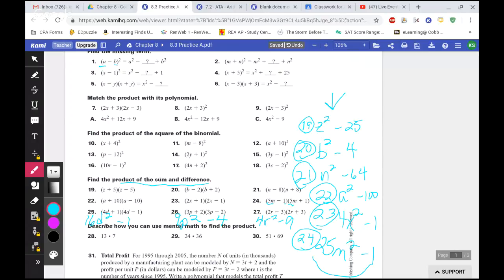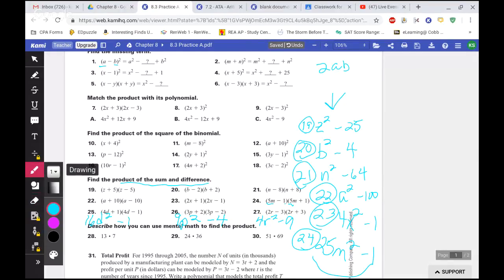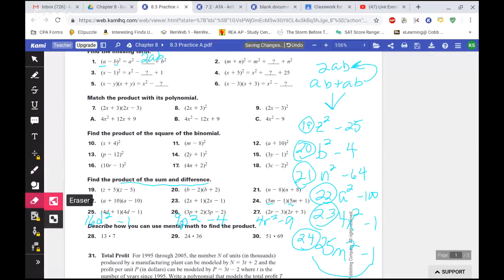AB to the second or something? No. That would be AB times AB. AB times AB is A squared B squared. But when you multiply AB times 2, it's 2AB. You're doubling AB. So if I had AB plus AB, which is what you would get if you FOILed, you would tell me it was 2AB. So you're just doubling that middle term on the FOIL, the O and I.